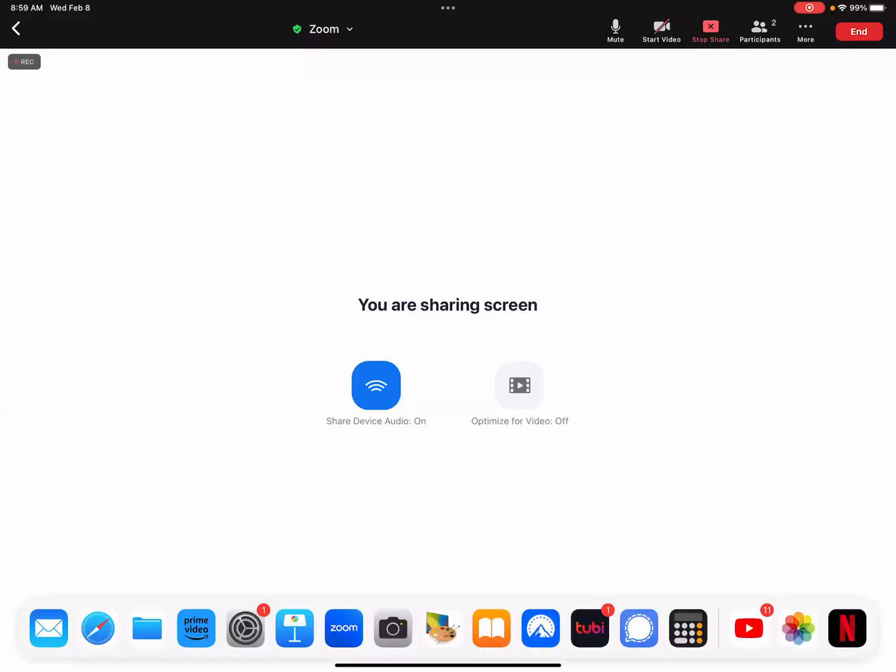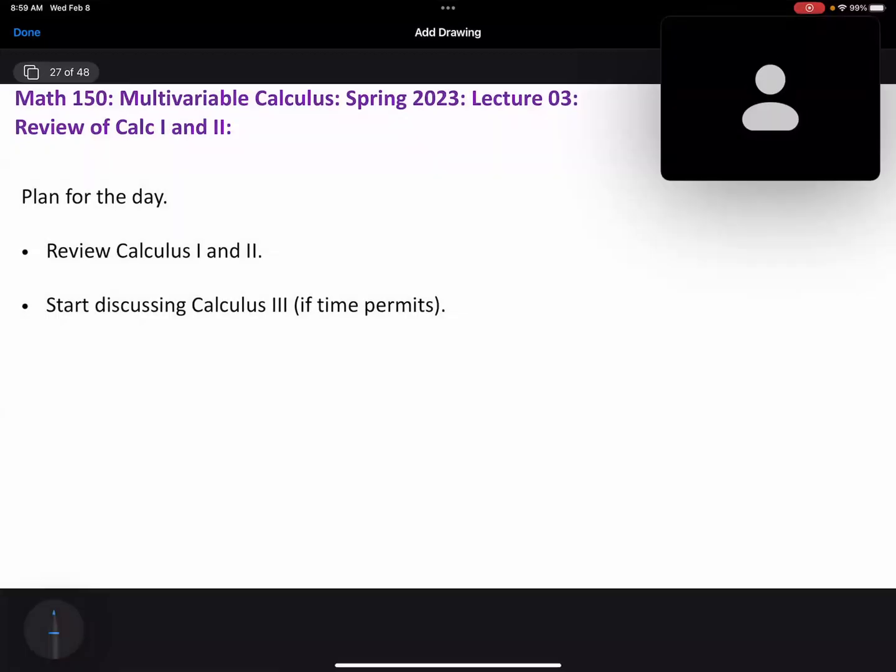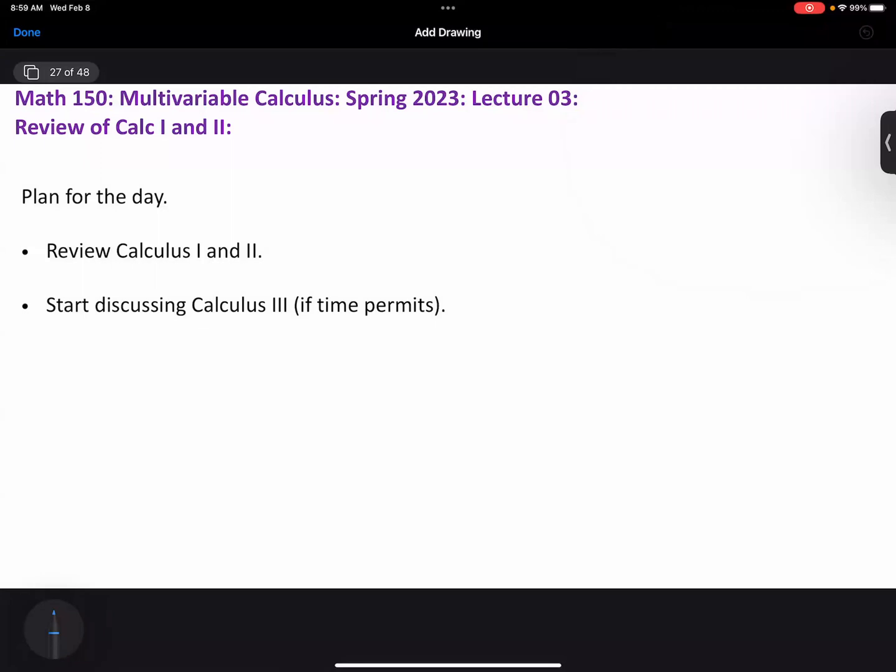All right, so welcome to Math 150 Multivariable Calculus. This is lecture 3. This is the last of our review classes, and then after this on Friday, we will start multivariable calculus in detail. And so you should have already finished reading a good chunk of chapter 10. You should have already tried a lot of the practice problems on integration and differentiation.